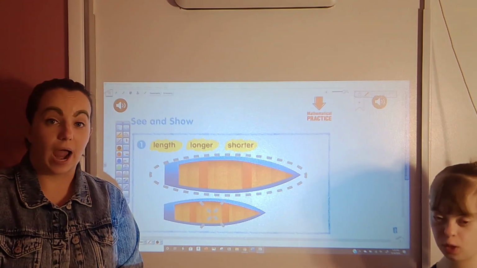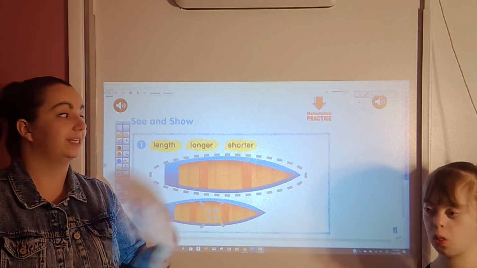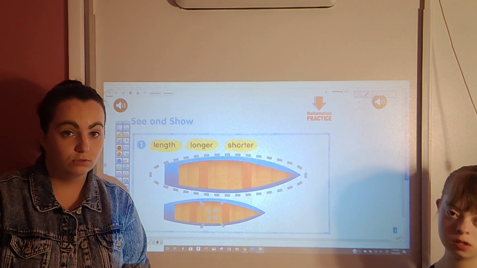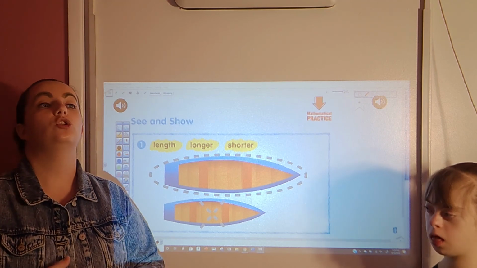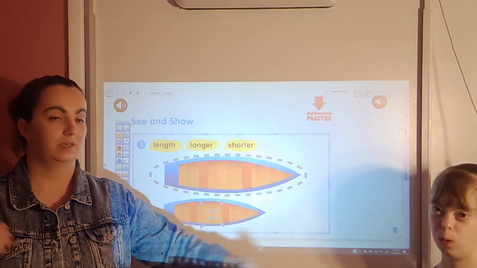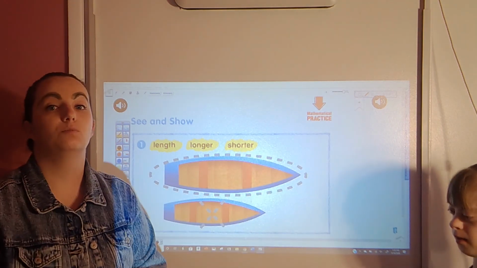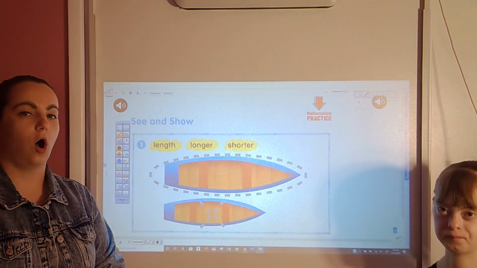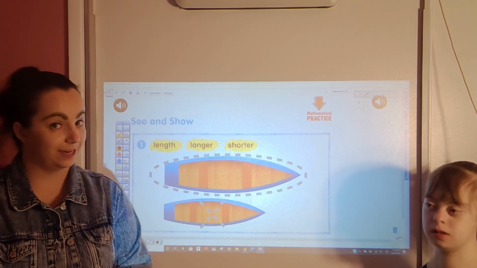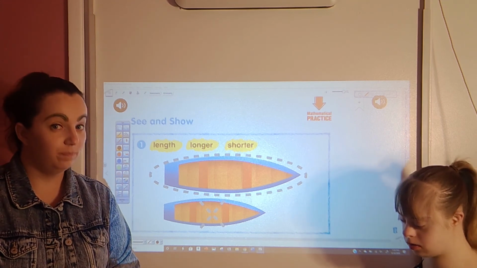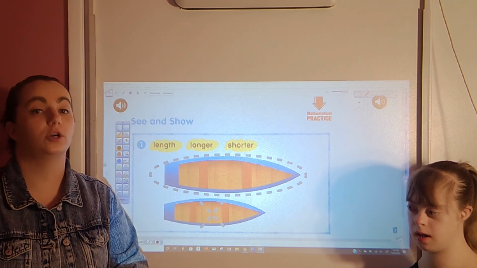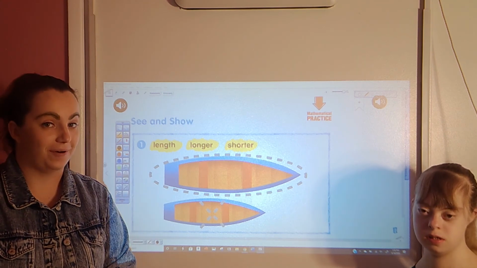To describe or tell about an object's length, we are going to use words like longer. Like this boat is longer. It has more length to it. Longer. Let's make sure we're comfortable with the word longer. We're going to be using it a lot, okay?